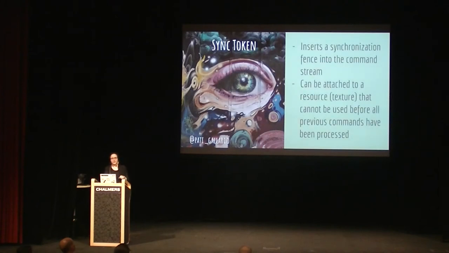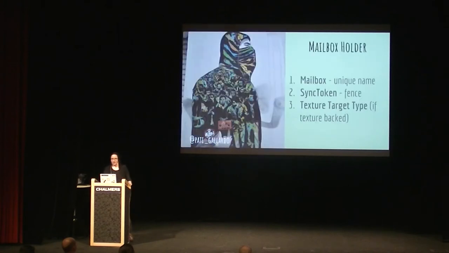It can also be attached to a resource, and that's what we're going to see. You do a bunch of GL commands to establish some kind of texture, and then you insert a sync token in the command stream. Later on, other things that need this texture can wait on your sync token to make sure that it has been created, that all of these things have already been done by the time you move on. And to hold the sync token and to connect it to a texture target, you have something called a mailbox holder, which you can pass around.